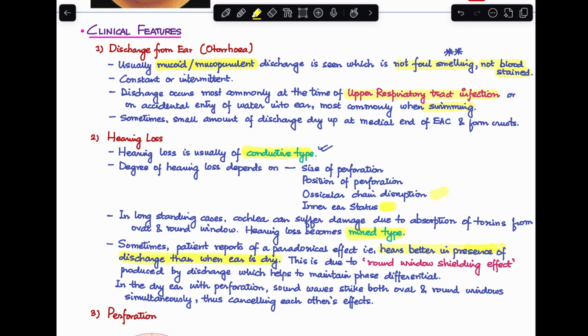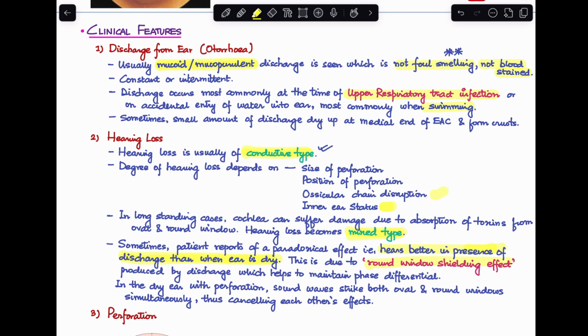This can be explained by a phenomenon known as the round window shielding effect. What happens here is that the discharge that is getting produced actually helps to maintain the phase differential between the oval and round window, which is very important for the conduction of sound. If you know the physiology of sound conduction, you'll know that maintaining a phase differential between the oval and round window is very essential.